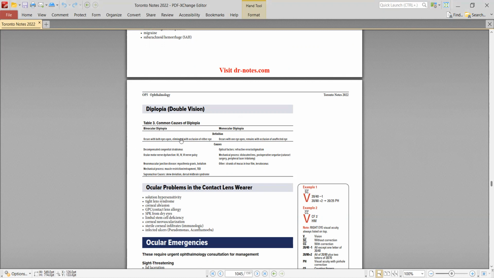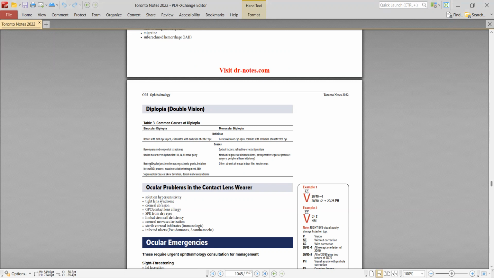Binocular diplopia, with two eyes. So, what are the conditions where you see binocular diplopia? Decompensated congenital strabismus, ocular motor nerve dysfunction like third nerve palsy, fourth nerve palsy, sixth nerve palsy, and neuromuscular junction disease like myasthenia gravis and botulism. This is important. Mechanical processes like muscle restriction and entrapment. Supranuclear causes are skew deviation and dorsal midbrain syndrome. If you remember three, it's enough.